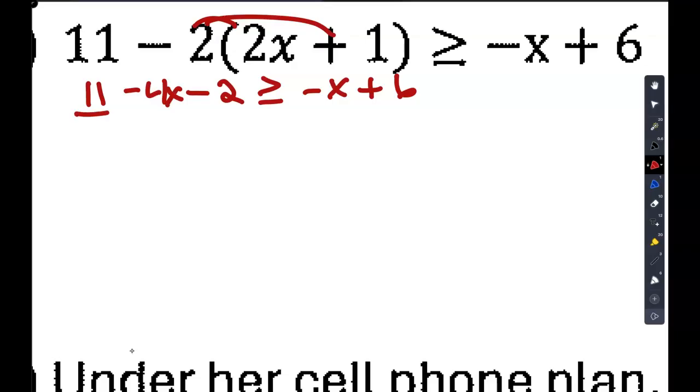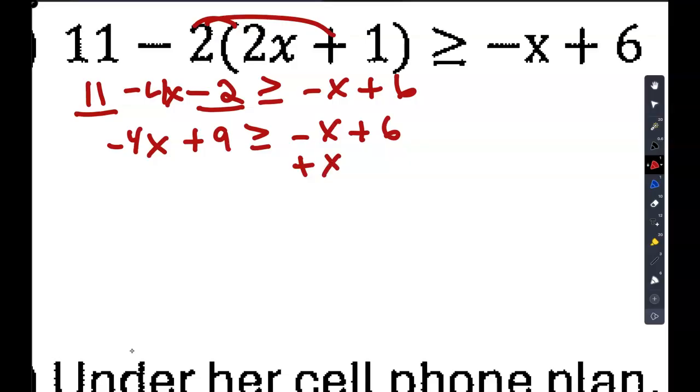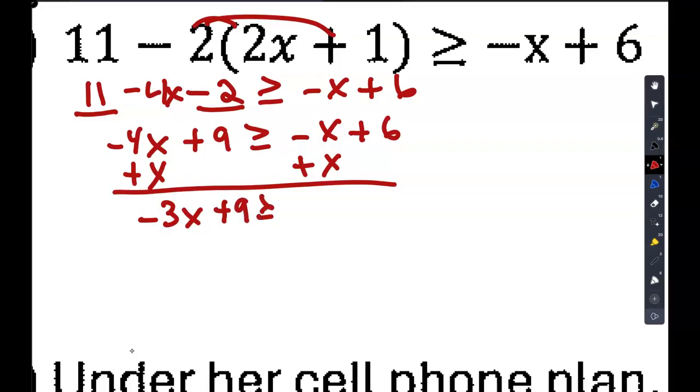All right, next I'm going to collect these like terms. It's 11 and -2. Different signs, find the difference. 11 minus 2 is 9. So I have -4x plus 9 greater than or equal to -x plus 6. Now I'm going to move the letters to the left, numbers to the right. I'm going to add x on both sides. -4 plus a +1 is going to be a -3x. Bring down the +9, greater than or equal to, x is canceled out, bring down the 6.